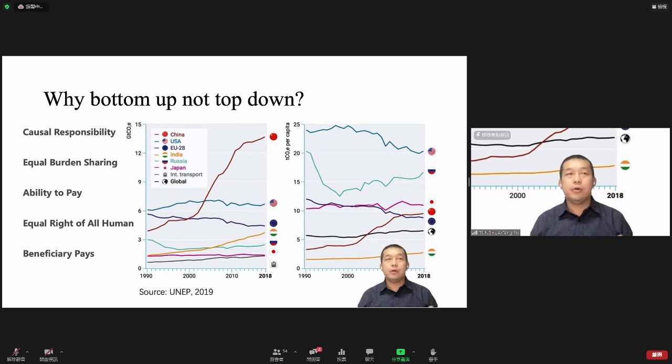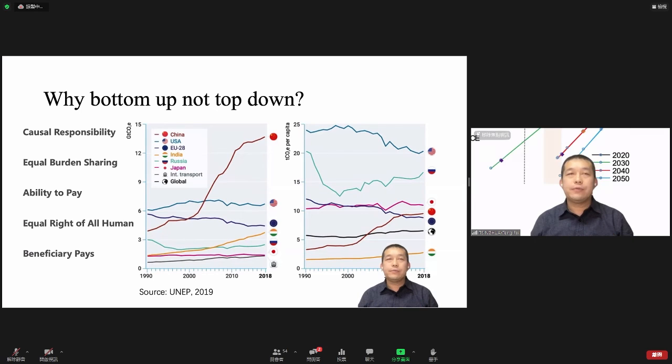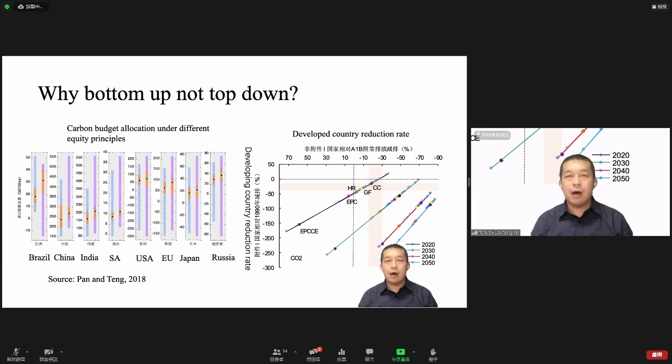We also have other principles like ability to pay, equal right of all humans, and beneficiary pays. All of those principles give different allocation results. But all of those results are a zero-sum game, because if one country wants to have 1 ton more carbon budget, another country needs to reduce their carbon budget by 1 ton. It will be very difficult, extremely impossible in international negotiations. And that is why within such a limited carbon budget, we cannot use the top-down approach we used in the Kyoto Protocol. We need to adopt a bottom-up approach.